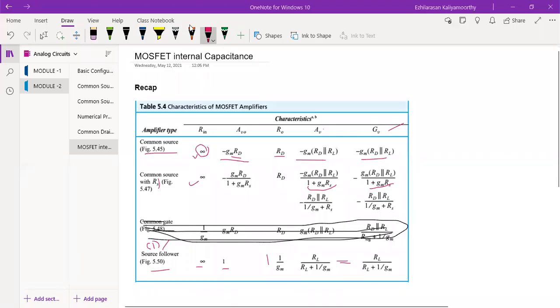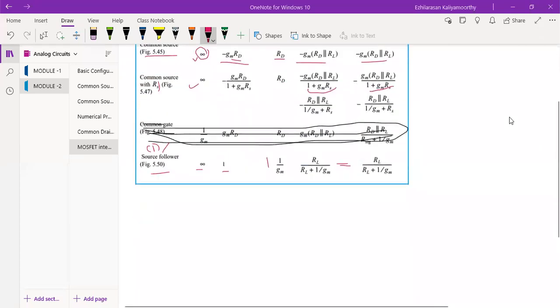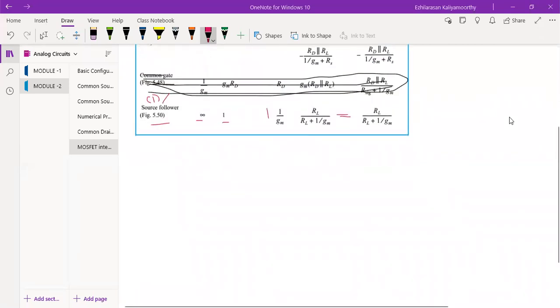Today we are going to study the MOSFET internal capacitance. So now let us study how the MOSFET will have internal capacitance, because normally the MOSFET will have internal capacitance. Let me consider one MOSFET, and we can say the MOSFET has internal capacitance.